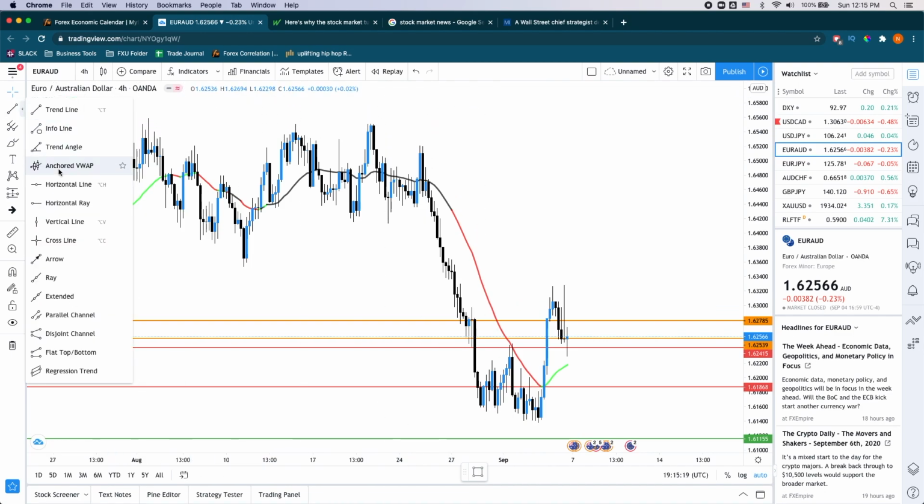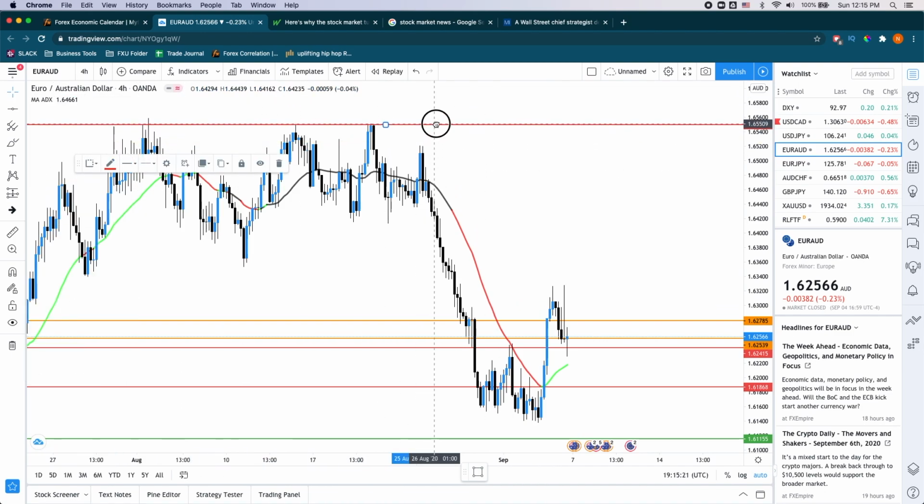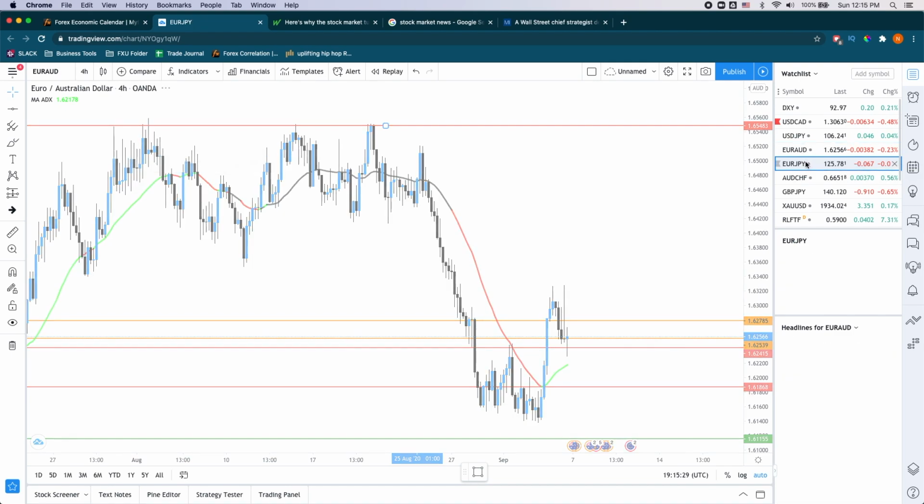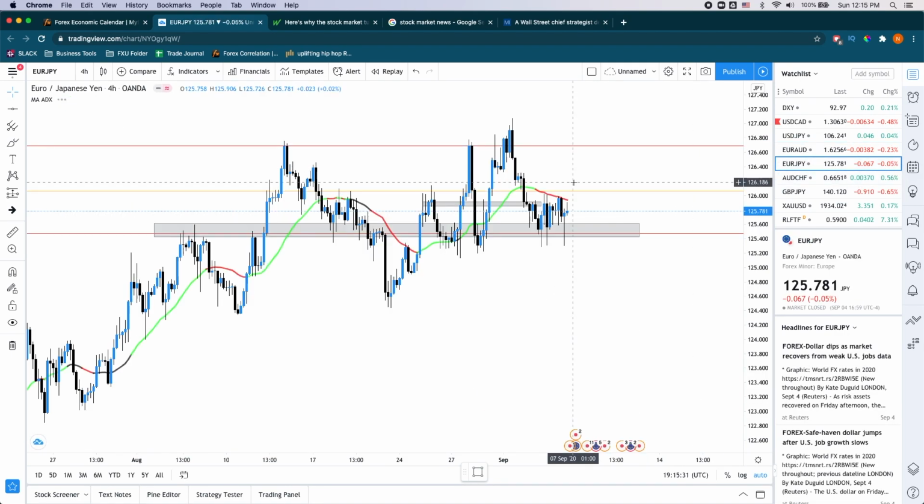All right, so let me mark this up for you. But it could continue to go down and then bounce. So, I don't want to speculate too much on this because it doesn't look like a clean break and retest. Euro JPY, same thing.